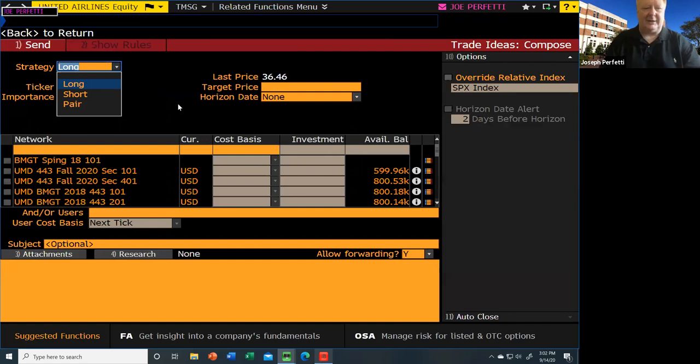Compose is the screen to buy the stock. You go long or you go short. Put in your ticker symbol. The default is the last one you were looking at. This was United Airlines.